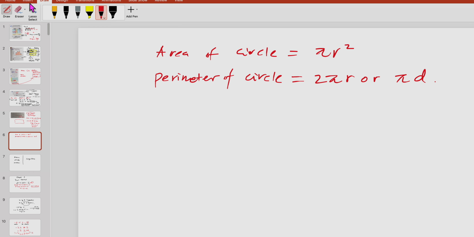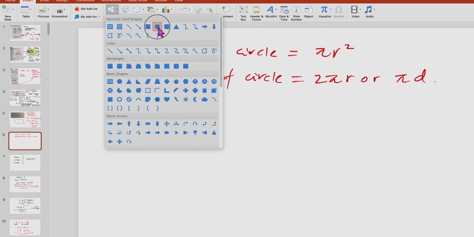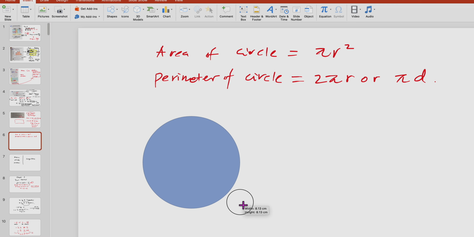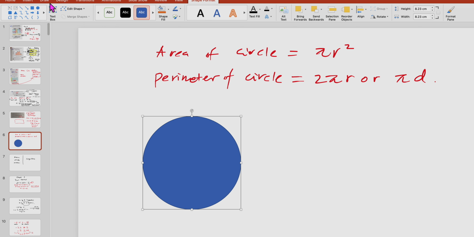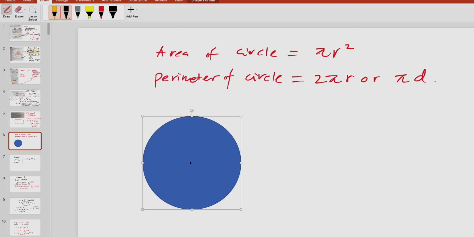Okay, so let's say you have this circle. The most important feature of the circle is the center, because once you have the center of the circle, then you have the radius. The radius is from the center to the circumference. If you don't have the center, then you don't have the radius. Right? Okay, good.